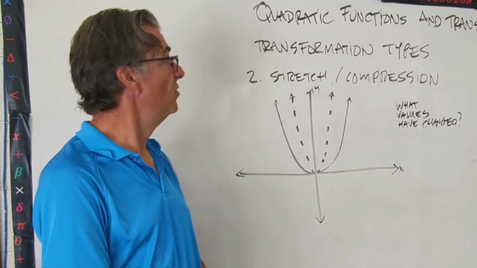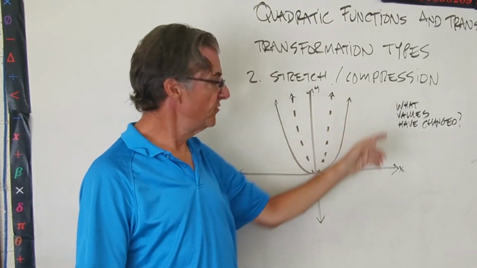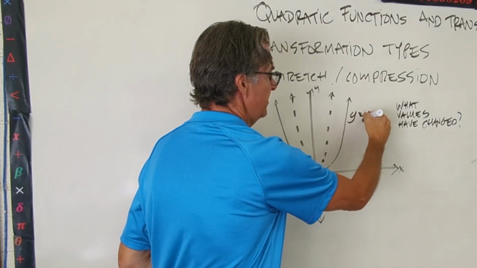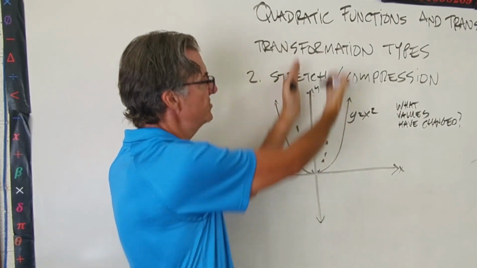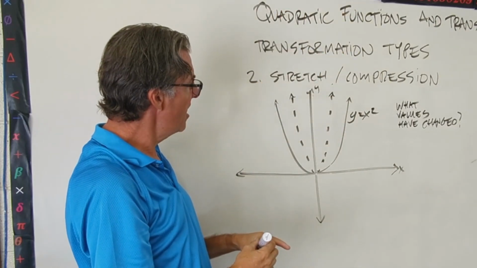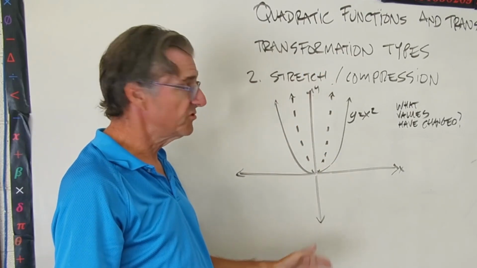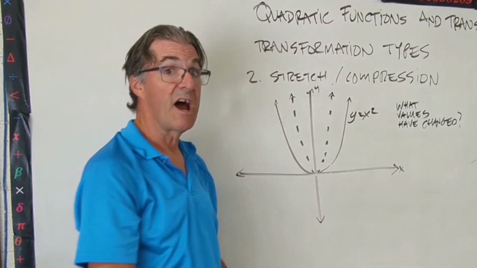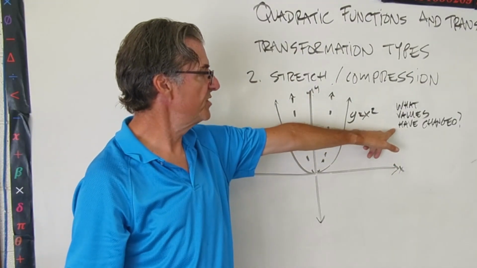Transformation type 2. We have a stretch, also called compression. So what we've done here, here's our mother parabola, the y equals x squared, and we've compressed it in or stretched it up. So the parabola now is still facing upward. It still has the same vertex and axis of symmetry, but now it's squeezed in, it's compressed, so it's rising faster.